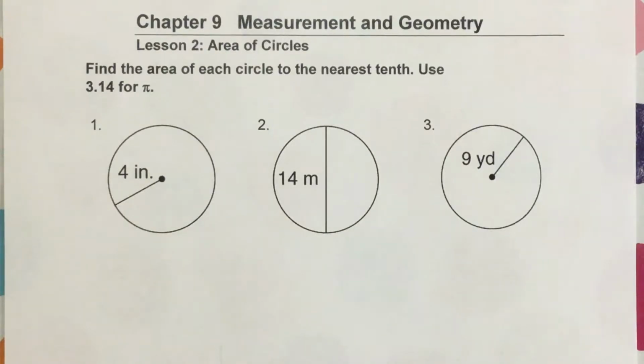Hello, hello. We are back with Chapter 9, Measurement and Geometry, focusing on Lesson 2, Area of Circles. Today we're going to be finding the area of each circle to the nearest tenth and using 3.14 for pi. So this is the guided practice.